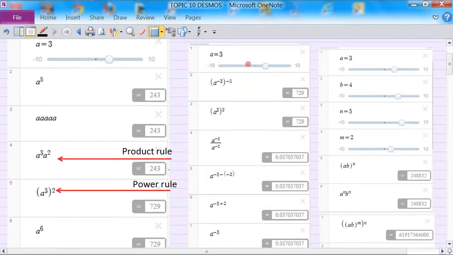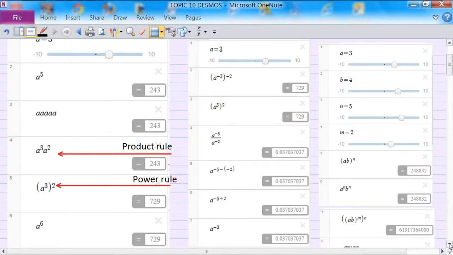So here again, we multiplied a to the minus 3 times minus 2. Minus 3 times minus 2 by the power rule is plus 6. 3 to the 6 is 729, which is the same as what we got over here. We multiply 3 times 2, we get 6. 3 to the 6 is also 729.